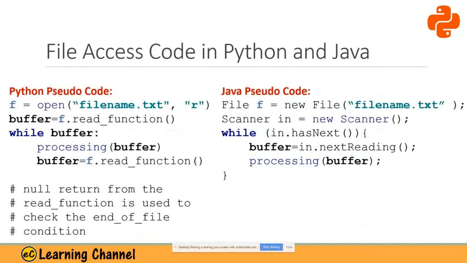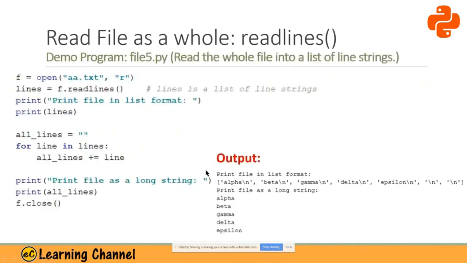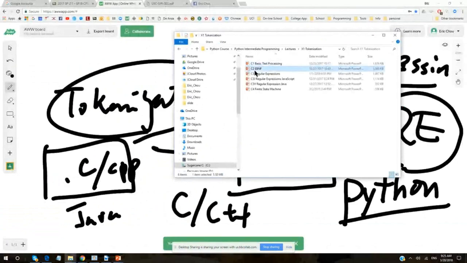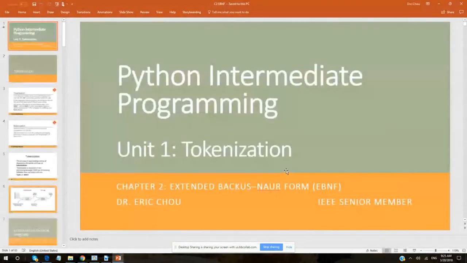So this will be very useful to help you learn how to process files when you read in some text file of a different language or different format, and then create tokens for it. Okay, so here is one session, generate a token. In the second session, I'll cover eBNF.